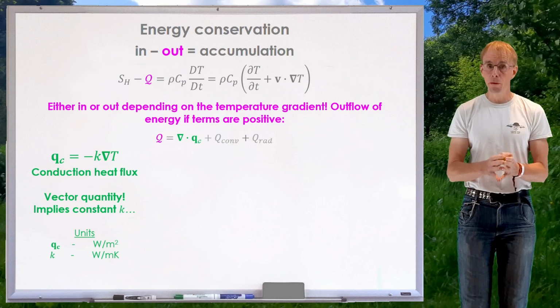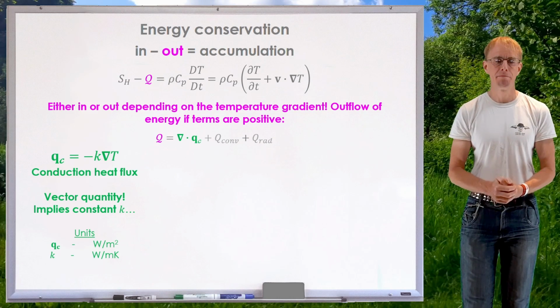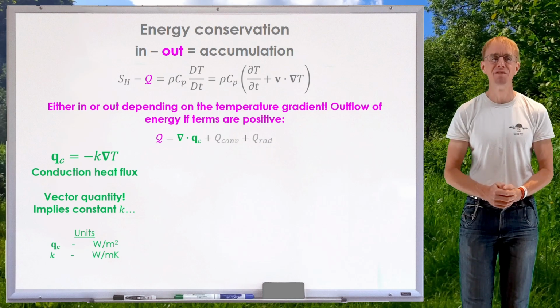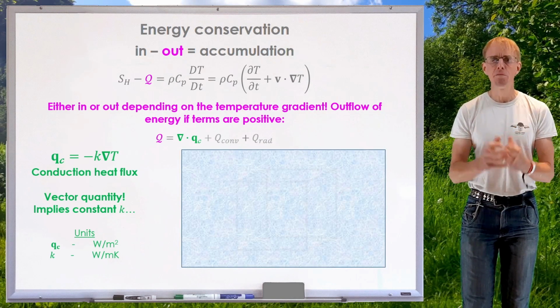We're going to keep things simple. We're going to assume that the thermal conductivity is the same in every direction, and there are no gradients in thermal conductivity. So let's have a look at a little cartoon again. Let's build this mental model.